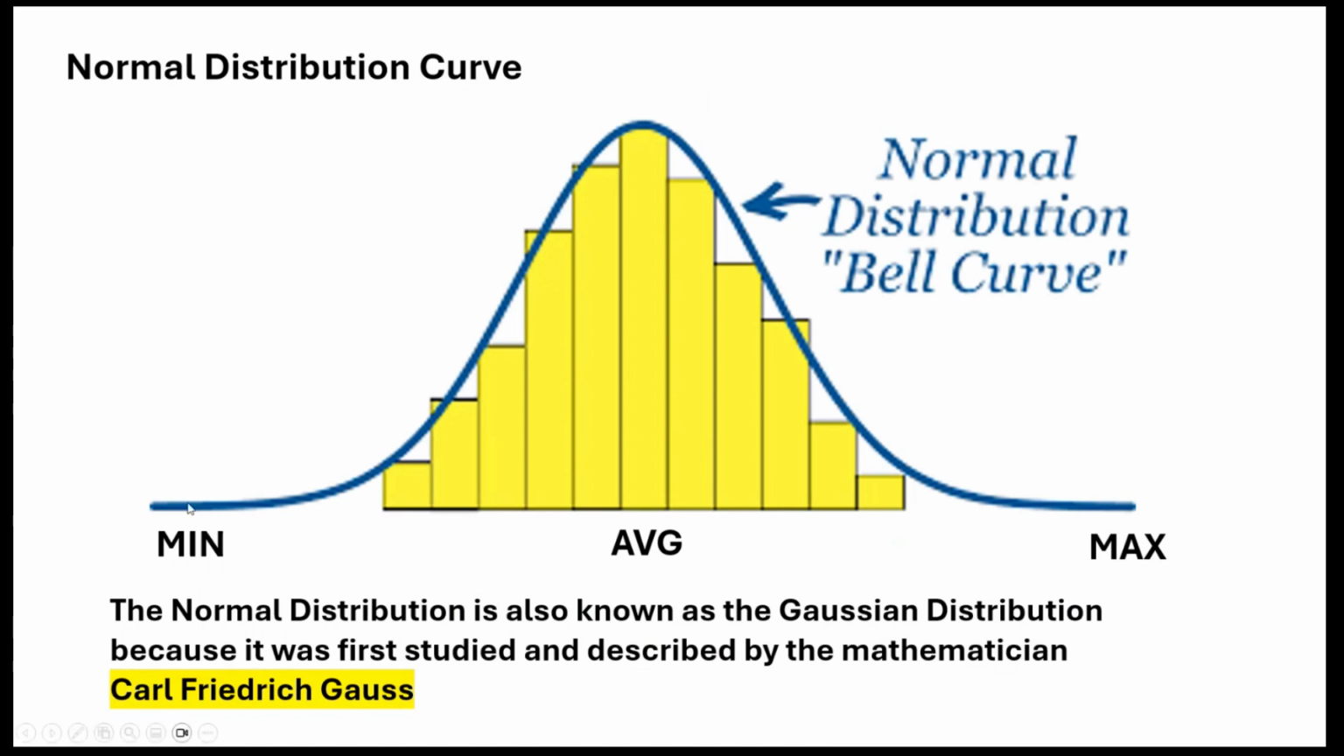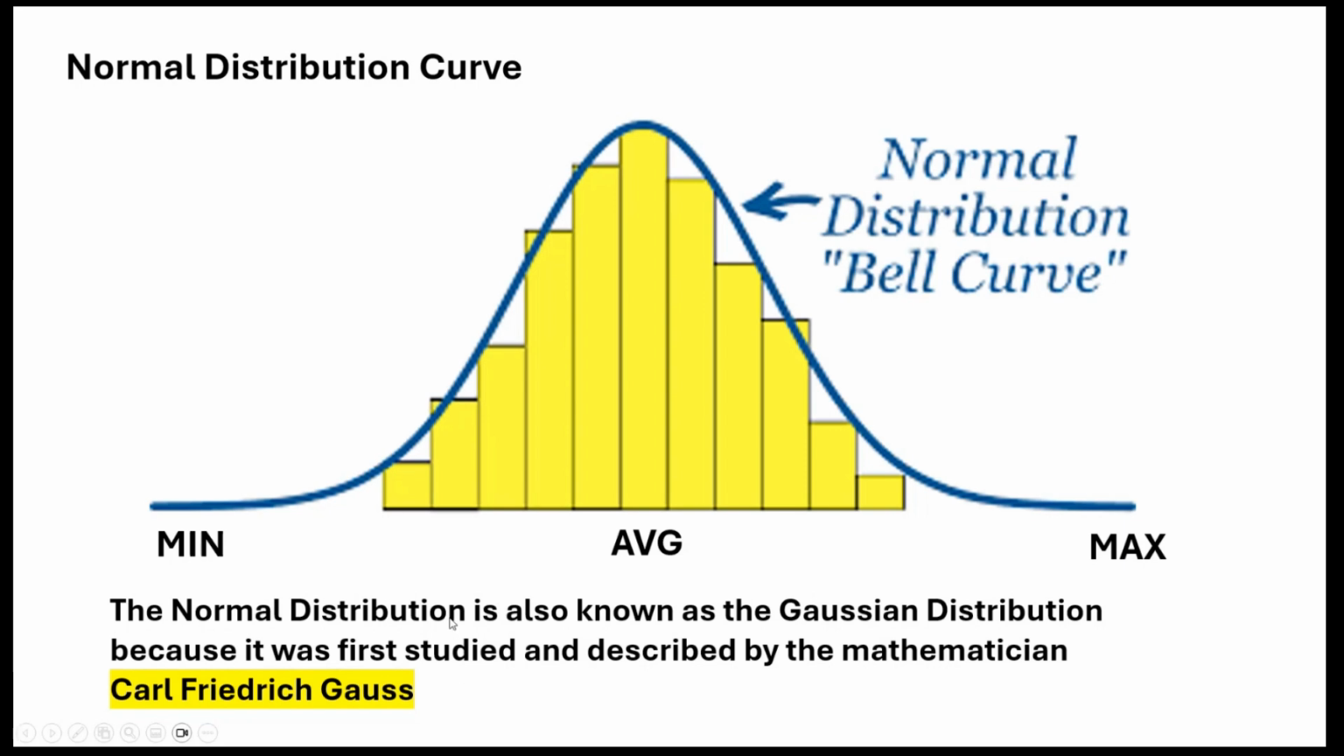As you see on my screen, we have a bell-shaped curve. So that is another name for normal distribution. It is also called as bell curve. It is also called as Gaussian distribution because it was first studied and described by the mathematician Carl Friedrich Gauss.